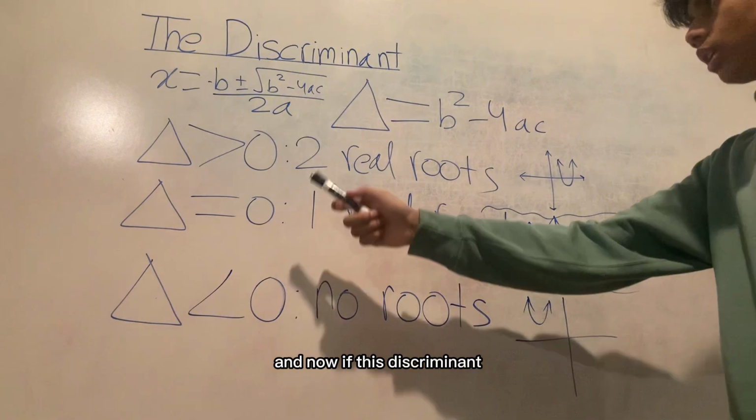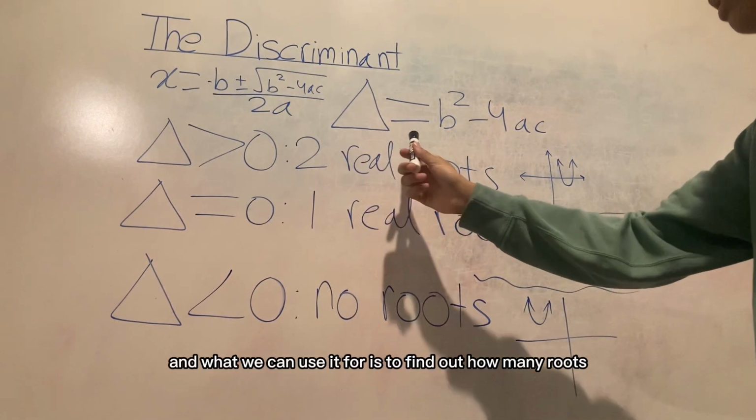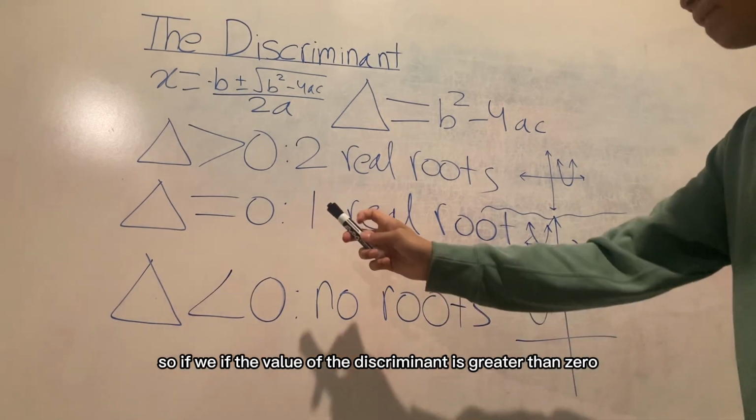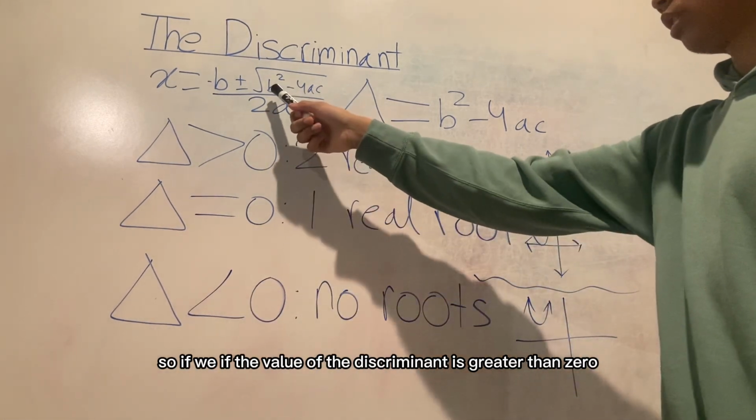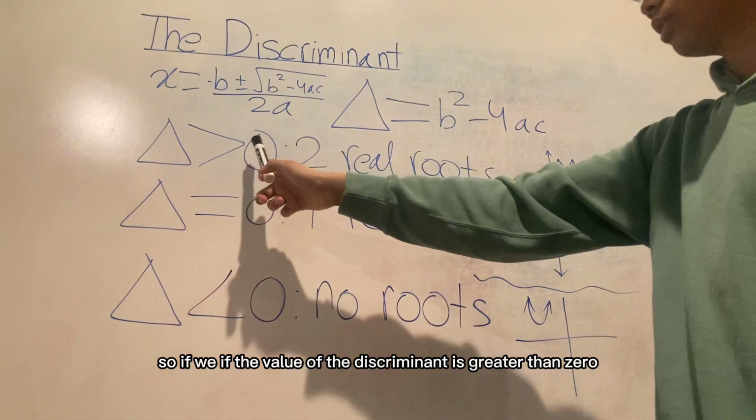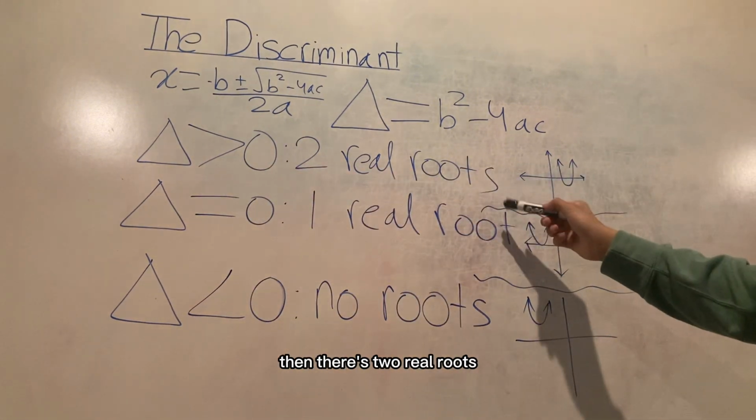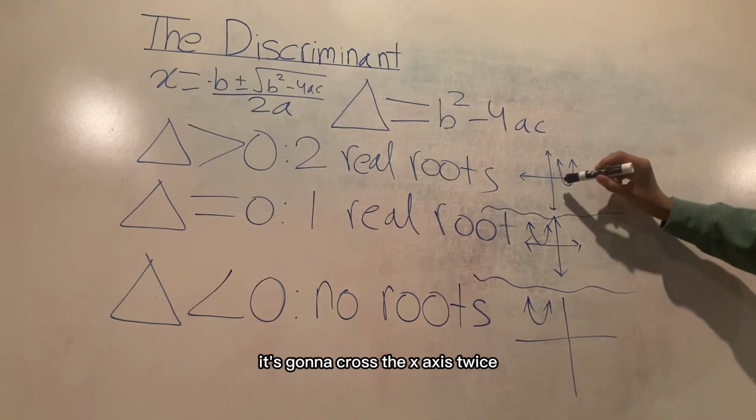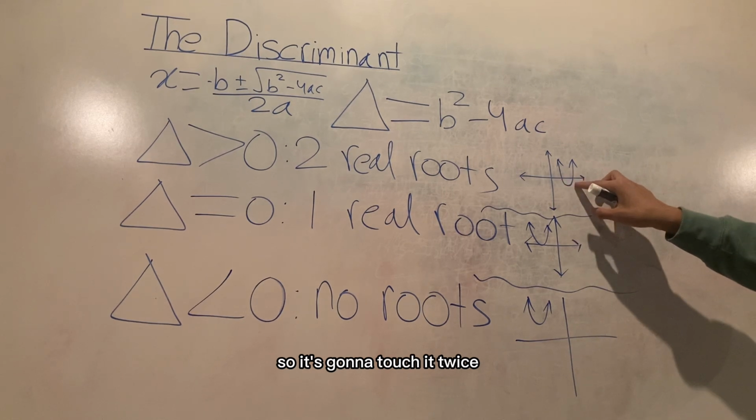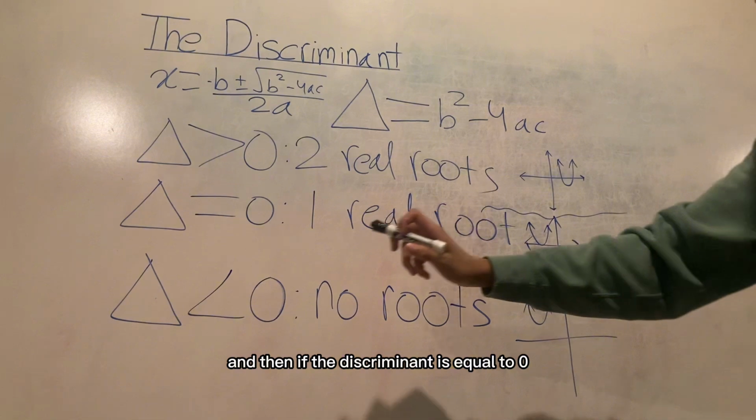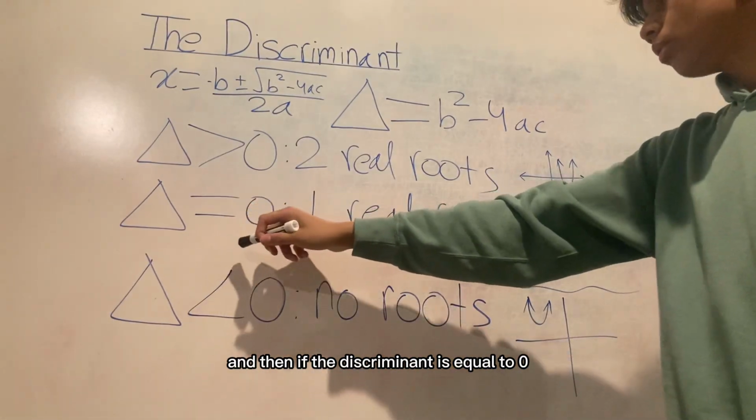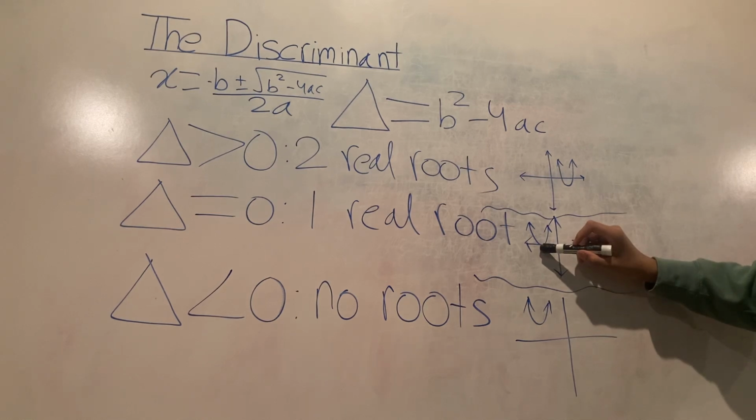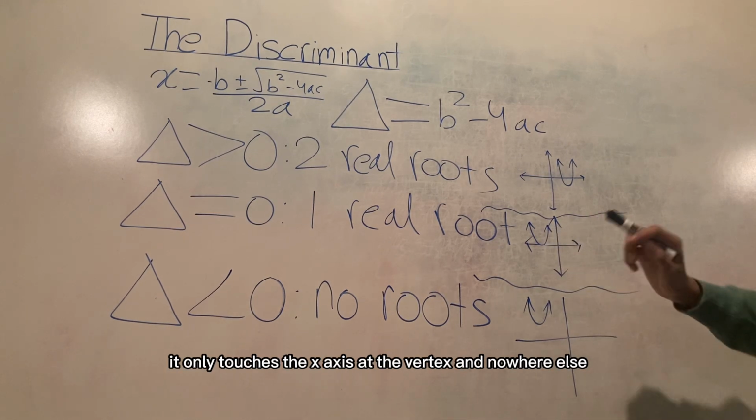What we can use it for is to find out how many roots a quadratic equation has. If the value of the discriminant is greater than 0, then there are 2 real roots, and the graph might look something like this. It's going to cross the x-axis twice. If the discriminant is equal to 0, then it has 1 real root, in which case it only touches the x-axis at the vertex and nowhere else.